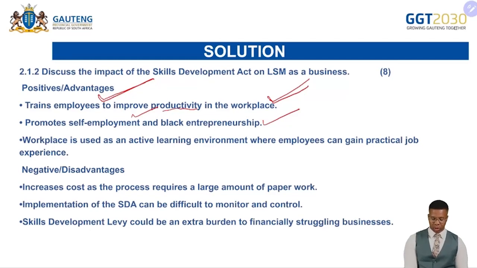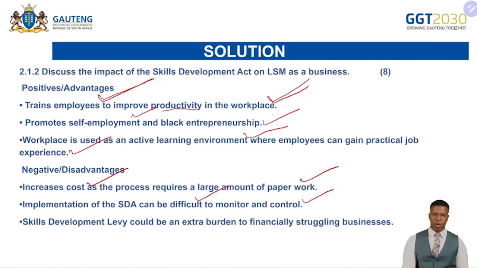And then the workplace is used as an active learning environment, that is one, where employees can gain practical job experience, that is another one. So the sentences have to support each other, to say, since the workplace is being used as an active learning environment, they also gain practical job experience. That becomes 2, and then we have 6 marks there. And then looking into negatives or disadvantages, it increases the cost becomes 1, as the process requires a large amount of paperwork, is another one. And then the implementation of the Skills Development Act can be difficult to monitor and control.